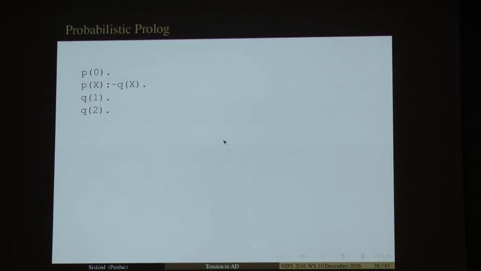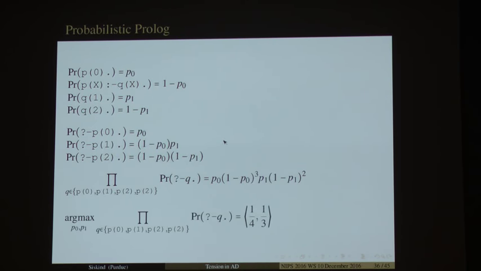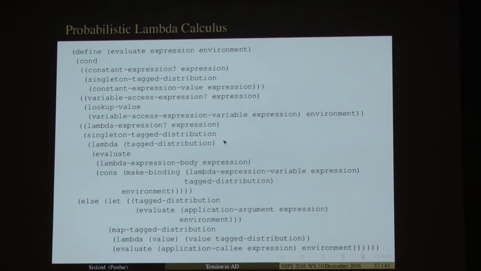I could do the same thing in Prolog, where I have a Prolog program and I put some distribution over the presence or absence of clauses in the program and observe some queries, and marginalize the probability of observing those queries and then ask what's the value.